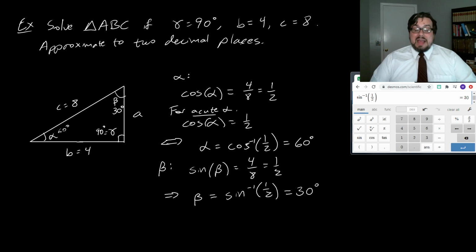All right, so finally for A, we want to find a way to determine what A is based on the original data given to us. Now, we don't want to use either the 60-degree angle or the 30-degree angle because those are things that we derived during the process of the problem. We want to use some of the original information, that B equals 4, C equals 8, and gamma equals 90. So here's where we'll use the Pythagorean theorem. So for A, we'll use the Pythagorean theorem.